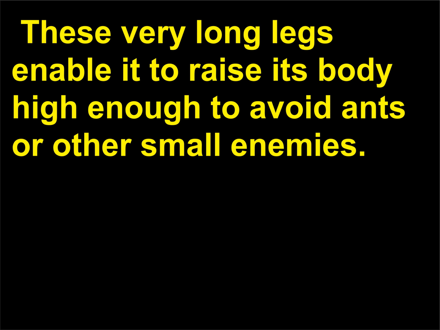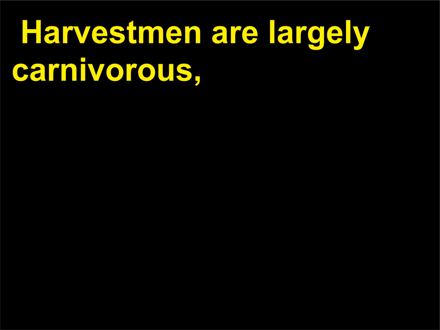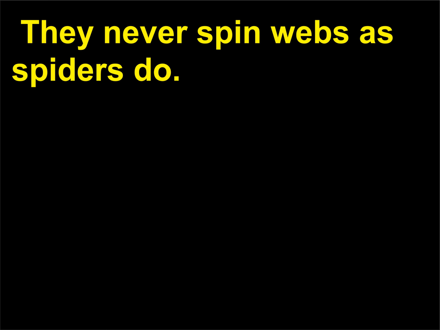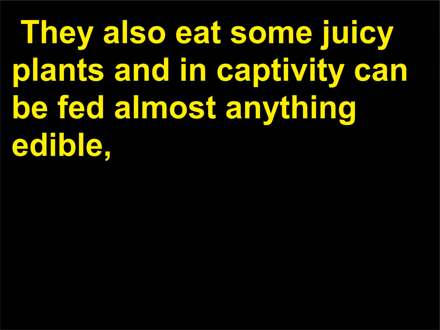These very long legs enable it to raise its body high enough to avoid ants or other small enemies. Harvestmen are largely carnivorous, feeding on a variety of small invertebrates such as insects, spiders, and mites. They never spin webs as spiders do. They also eat some juicy plants and in captivity can be fed almost anything edible, from bread and milk to meat. Harvestmen also need to drink frequently.